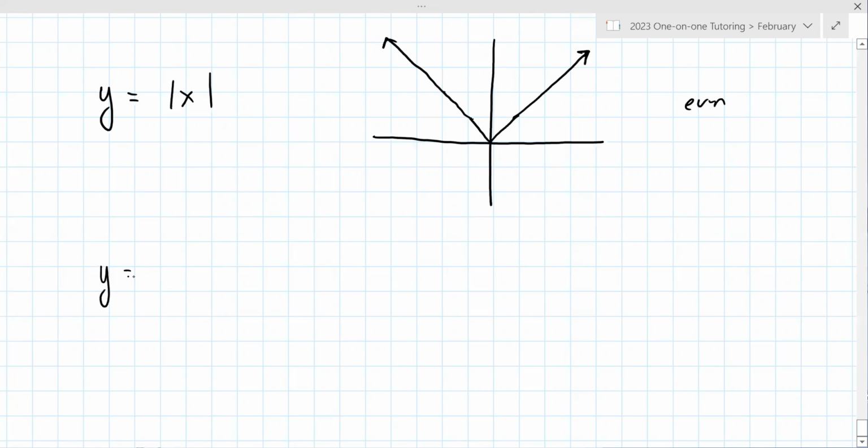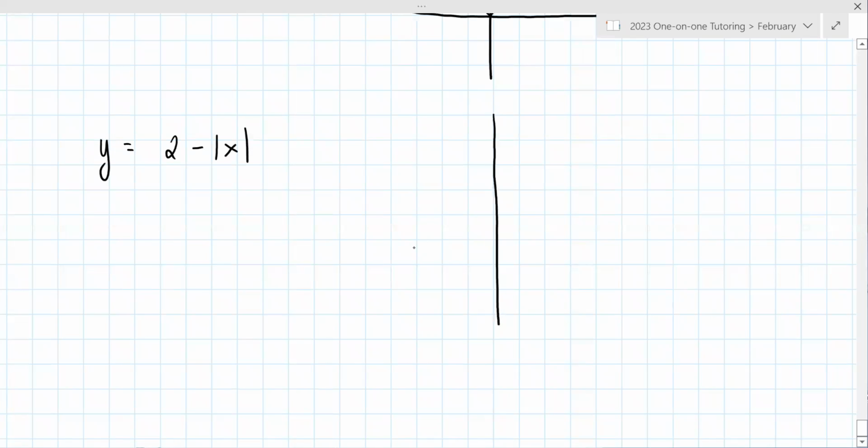So how about something a little bit harder? What if it's 2 minus absolute value of x? So what this does is it transforms the V. It flips it, the negative will flip it, and the 2 is to go up 2. So instead of starting here, it goes up 2, and then you got the V again. Is this even? Yes. It is. Yeah. So sometimes you can't just put minus x in, you have to do some graphing to be able to answer that. All right.